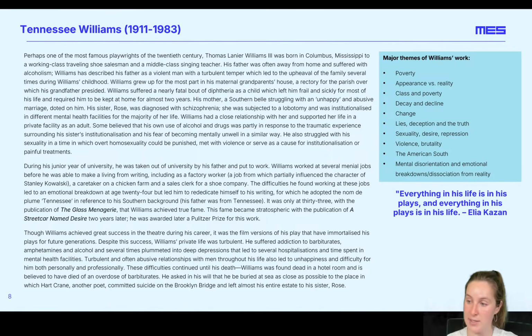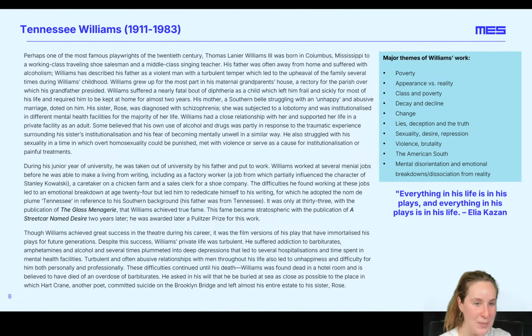These difficulties continued until his death. Williams was found dead in a hotel room and is believed to have died of an overdose of barbiturates. This is a little bit contested at this point, but has been concluded along these lines. He asked in his will that he be buried at sea as close as possible to the place in which Hart Crane, another poet and friend and inspiration of Williams's, committed suicide on the Brooklyn Bridge and left almost his entire estate to his sister Rose.